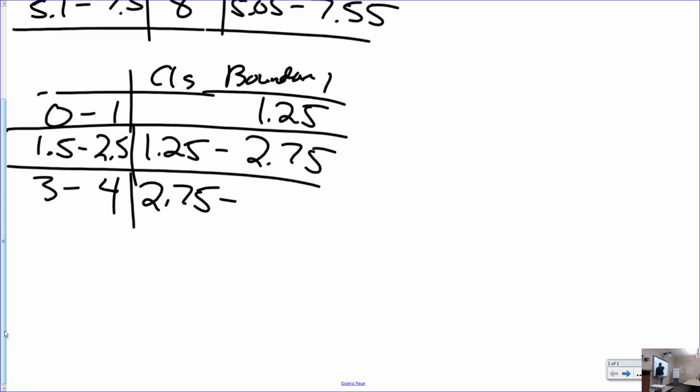And so what am I doing? Same, adding 1.5. So I add 1.5 to this. I subtract 1.5 from this. So it can be negative up here in that initial class boundary. That's what I'm trying to get to, okay?